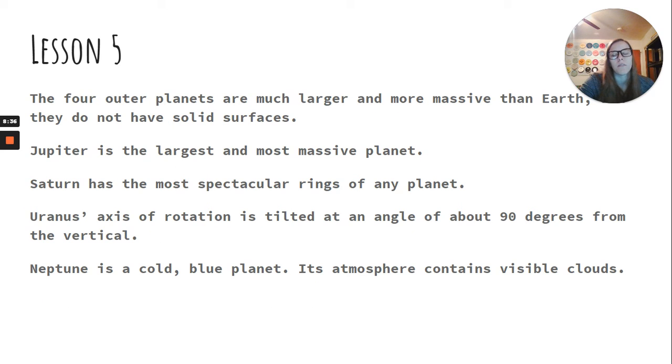The outer planets, from lesson 5, the 4 outer planets are much larger and more massive than Earth, but they do not have solid surfaces. Jupiter is the largest and most massive planet. Saturn has the most spectacular rings of any planet. Uranus's axis of rotation is tilted at an angle of about 90 degrees from the vertical. Neptune is a cold blue planet. Its atmosphere contains visible clouds.